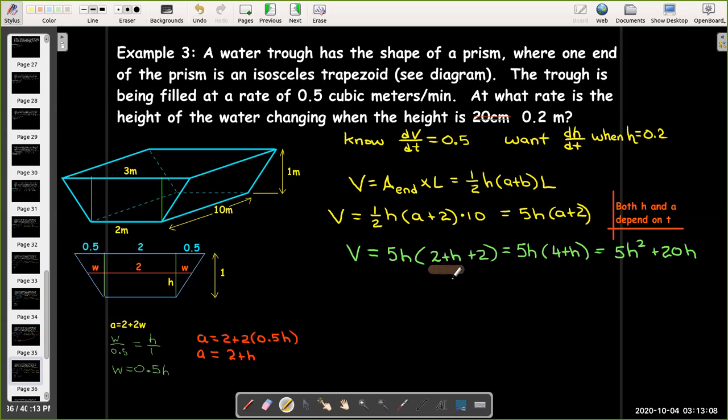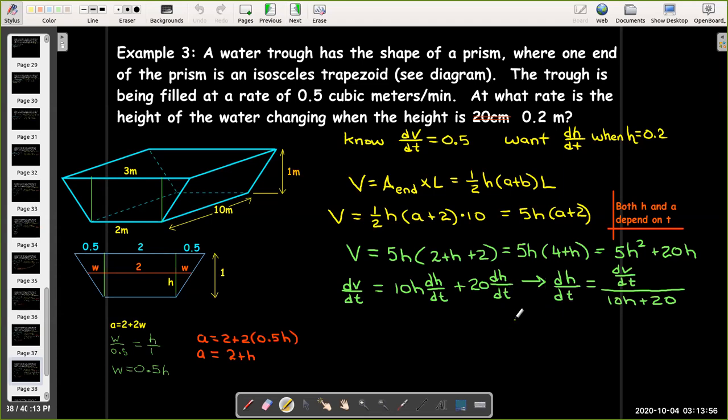So then I'm going to get V equals 5h times, in parentheses, 2 plus h plus 2. And that will eventually simplify to 5h squared plus 20h. Now I only have one variable on the right-hand side. And it's the variable I want because I'm trying to calculate dh dt. So now I can differentiate implicitly with respect to t. That'll give me dV dt equals 10h dh dt plus 20 dh dt. I'll need to factor out the dh dt to solve for dh dt. And that will give me dV dt in the numerator, and in the denominator, I'll have 10h plus 20.